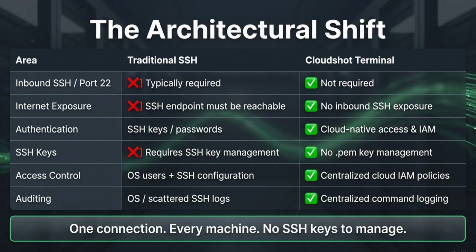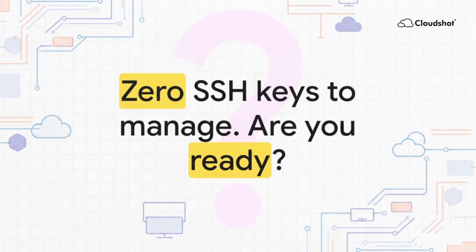Let's put this side by side with traditional SSH. Look at the typical requirements. Normally, you're juggling keys, configuring OS users, manually checking logs, and constantly worrying about exposed endpoints on port 22. Cloudshot strips all of that away. As you can see, you get cloud-native access with centralized IAM policies, centralized command logging, zero inbound internet exposure, and exactly zero .pem keys to manage. One connection, every machine, zero SSH keys to manage.